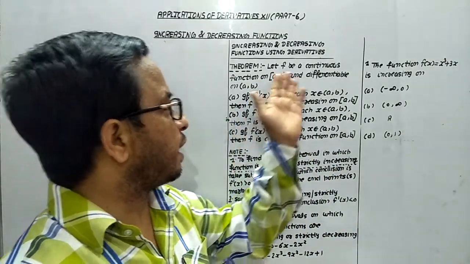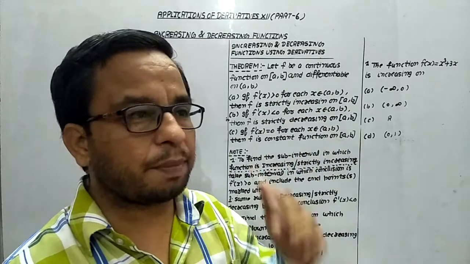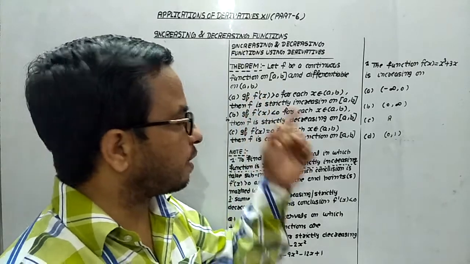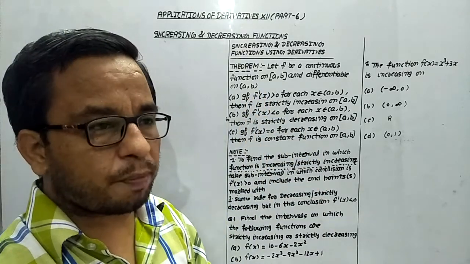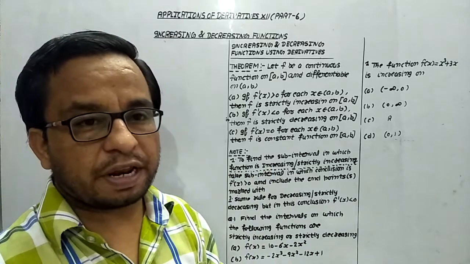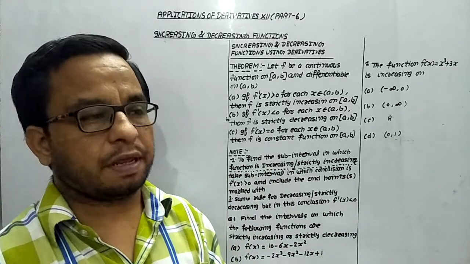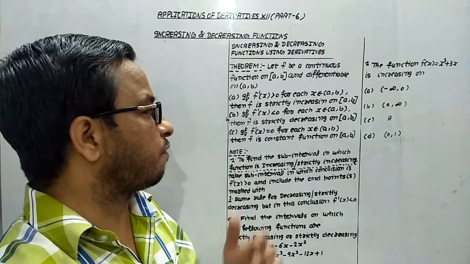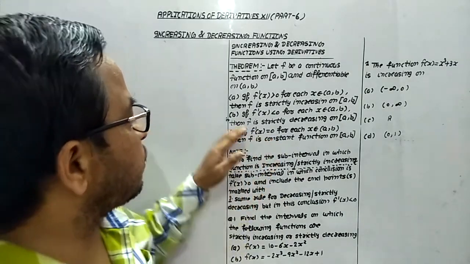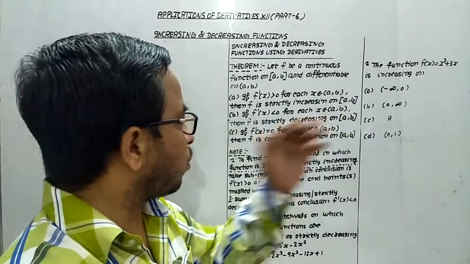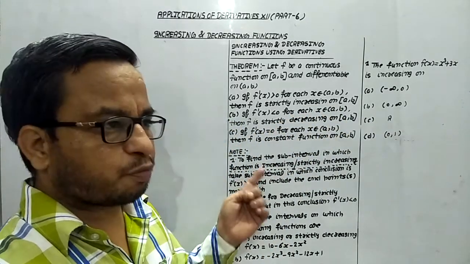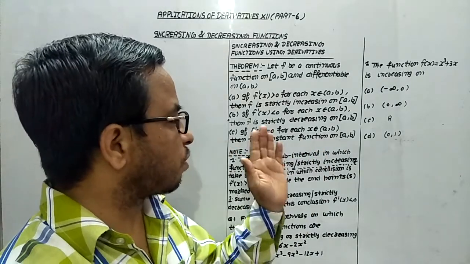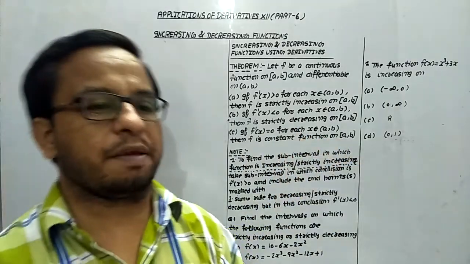What is this rule? Let f be a continuous function on closed interval [a,b] and differentiable on open interval (a,b). Then if f'(x) > 0 for each x belonging to open interval (a,b), then f is strictly increasing on closed interval [a,b]. Second point, if f'(x) < 0 for each x belonging to (a,b), then we will say f is strictly decreasing on closed interval [a,b]. Next point, if f'(x) = 0 for each x belonging to (a,b), then f is a constant function on closed interval [a,b].